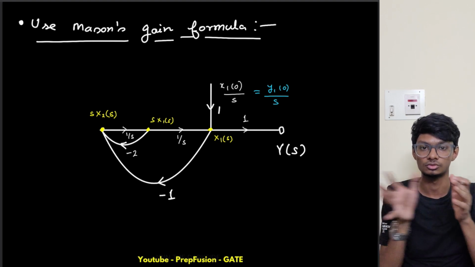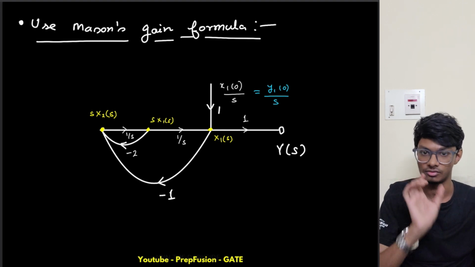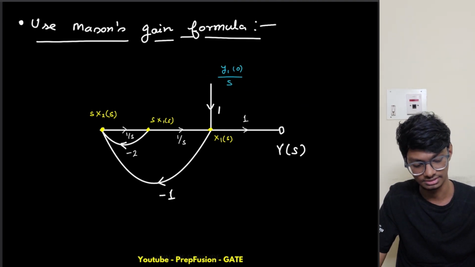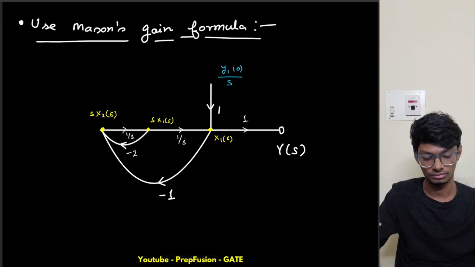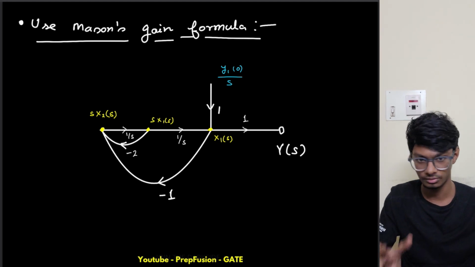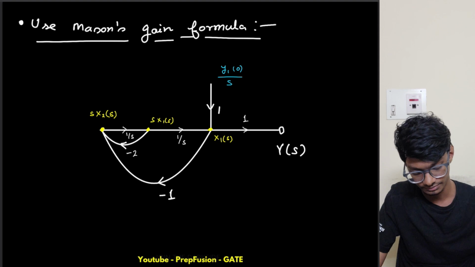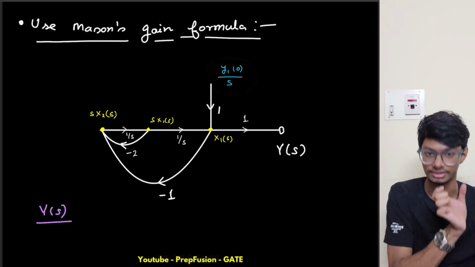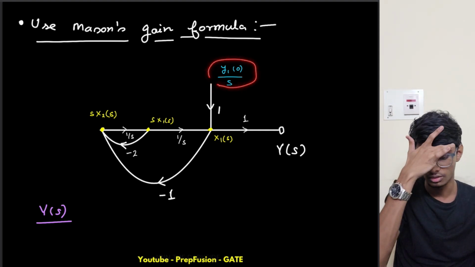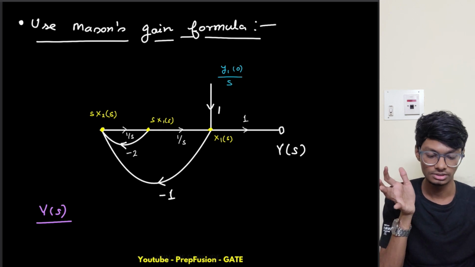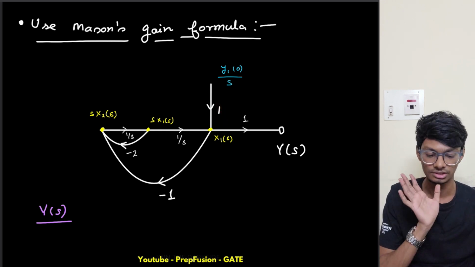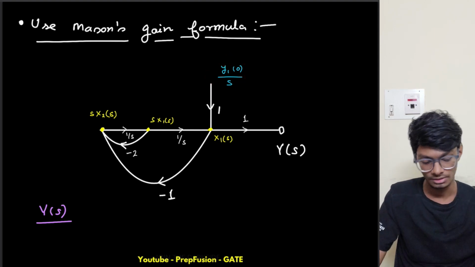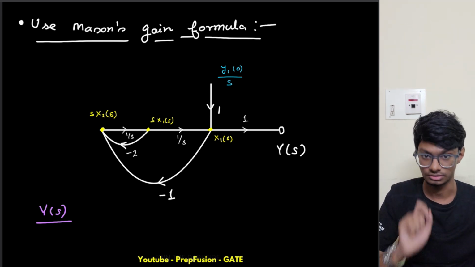SFG Mason's gain is used to find the transformation. So I won't put the value of y1 right now. I will just write y1 of 0 by s as it is. The Mason's gain formula is output upon input. So what is my output? Output is y of s, and what is my input? Input is y1 upon s. Not just y1. What you could have done is put 1 over s here, but the general convention is we put y1 upon s like this, with the s term attached to the initial value. So the input is y1 upon s, not just y1.